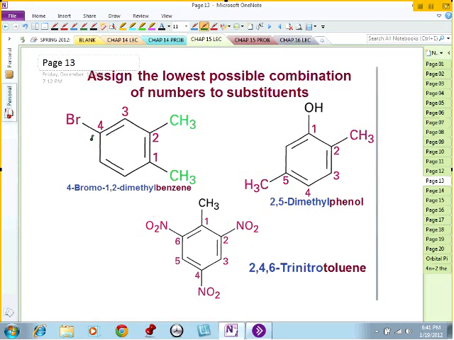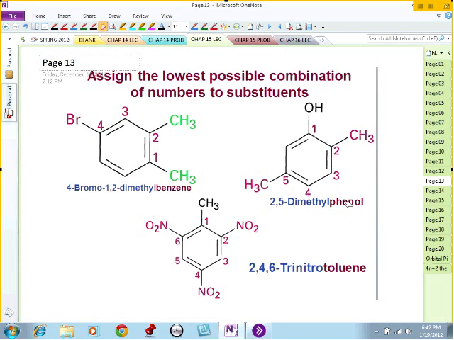Okay, let us say this is position number 1, right? Follow me now. So this is 2, this is 3, and this is 4. So that would be 1, 3, 4. 1 plus 3 plus 4, and what is that? 8, right? As opposed to 1 plus 2 plus 4, that is 7. Keep in mind, I told you, you need to assign the numbers so that you get the lowest combination of numbers. Will you follow that? Okay, very good.